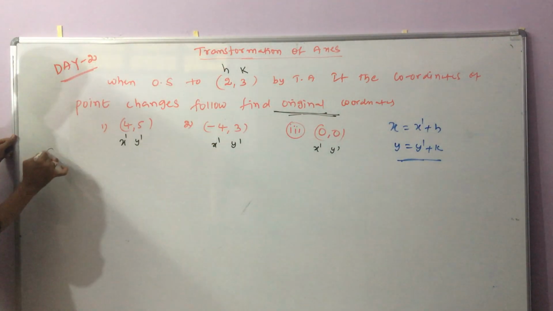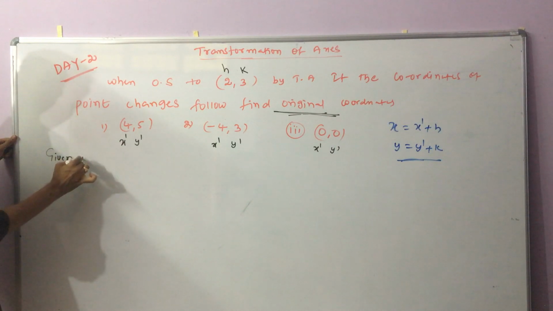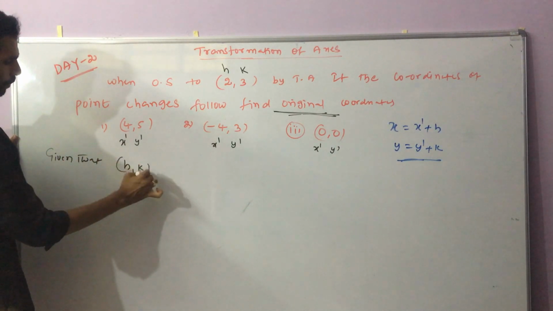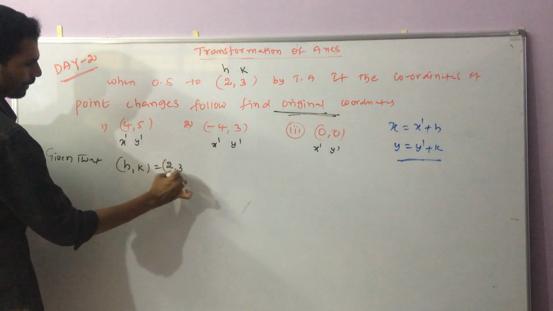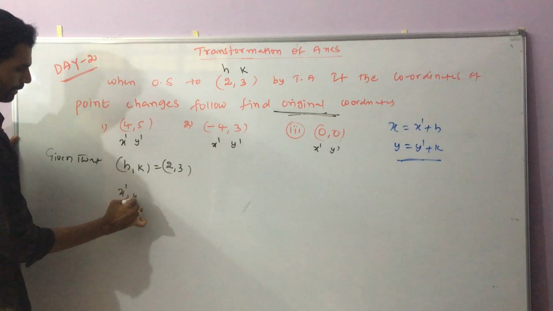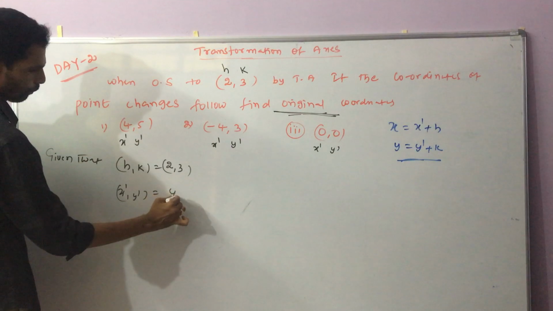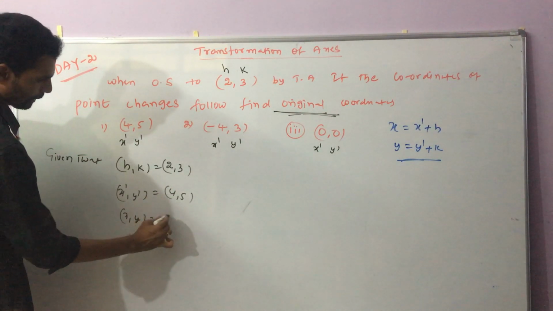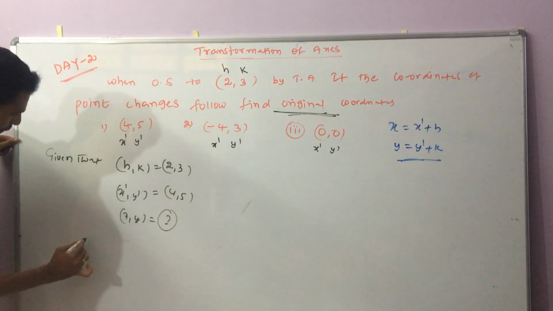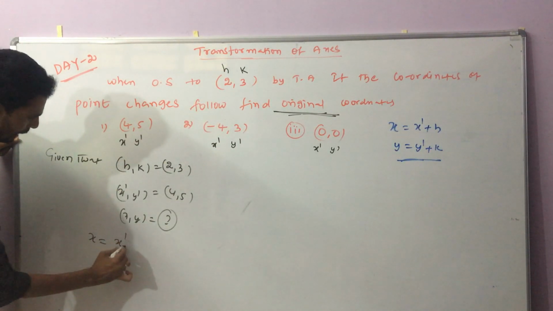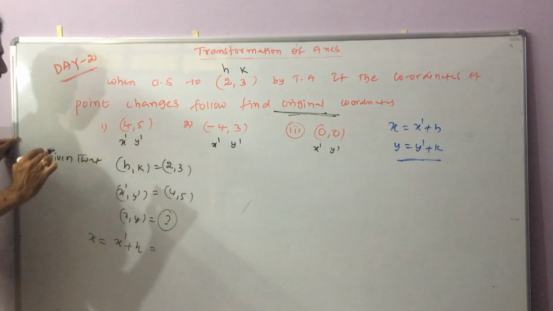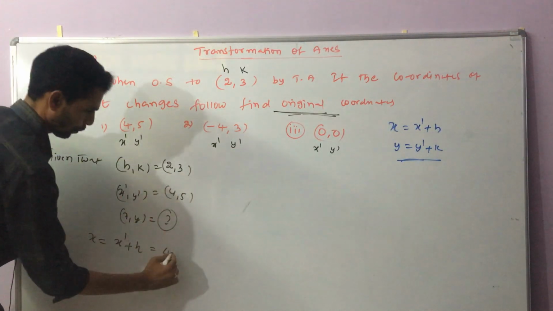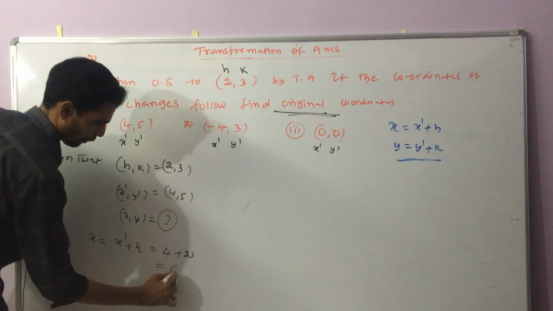Given that the shifted origin h comma k is equal to 2 comma 3, and x dash y dash is the new point, 4 comma 5. What you want is x comma y. What is the formula for x? x is equal to x dash plus h. x dash is 4, plus h is 2. 4 plus 2 is equal to 6.